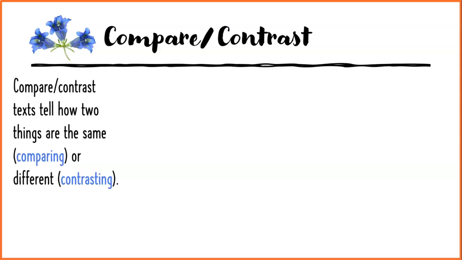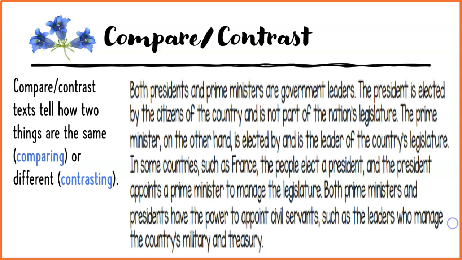Our next text structure is compare and contrast. Compare and contrast tells you how two things are the same, which is comparing, or different, which is contrasting. Here's an example of a passage.